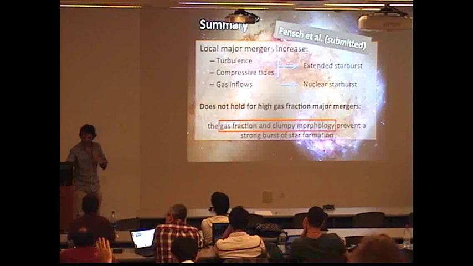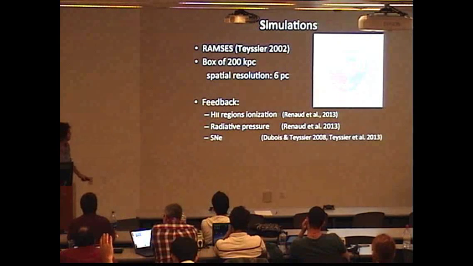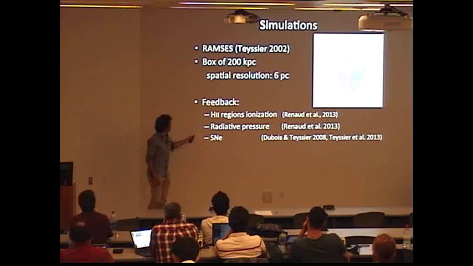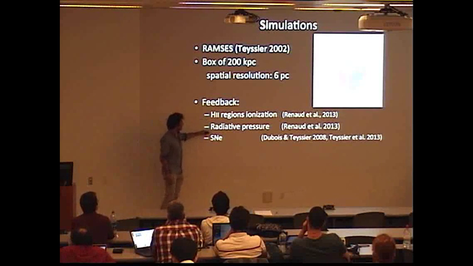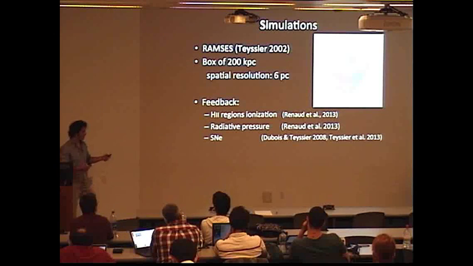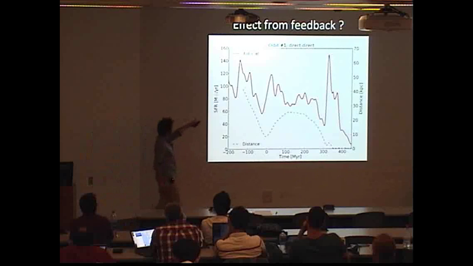I looked at what you get when you cut the feedback. So for feedback, that's the plot with the simulation that we used. It was with RAMSES. The feedback we used was HII region ionization, radiative pressure, and supernovae. And to check if it was an effect from feedback, we ran the gas-rich simulation without any feedback. So it's here. Here you have the star formation that we saw from the beginning.